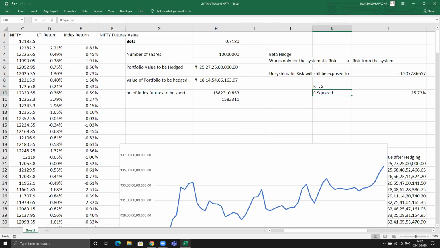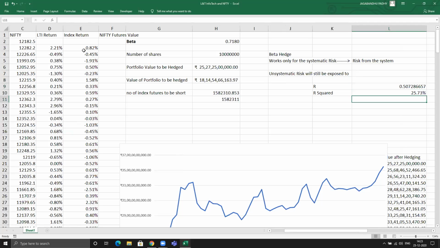If you try to hedge this, that is going to hedge only 25.73% of the total risk. Can I say that by taking an index futures position, you still will not be able to cover a majority portion of the risk, because your R square is only 25.73%? So apart from just checking the statistical significance, we should also check whether R squared is really a good number.